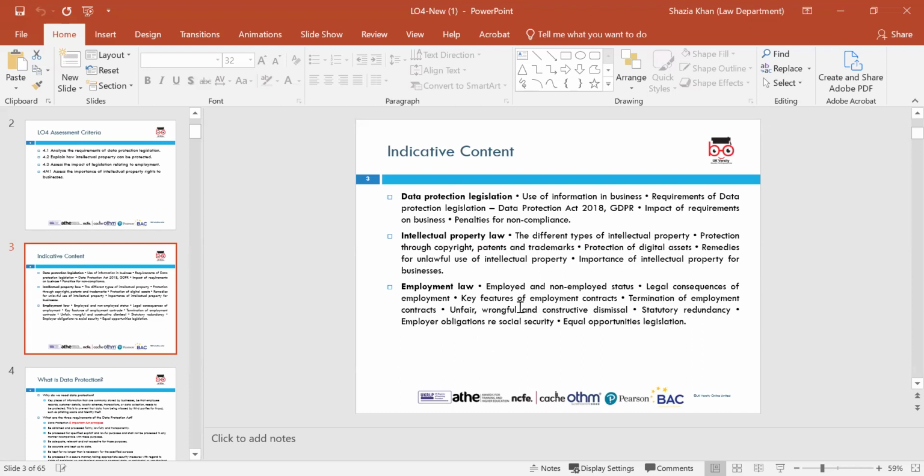which we're going to expand on. We looked at employed and non-employed status, the legal consequences of employment, key features of employment contracts, termination of employment contracts, unfair, wrongful and constructive dismissal. We're going to look at statutory redundancy, employee obligations, for example, social security and equal opportunities.